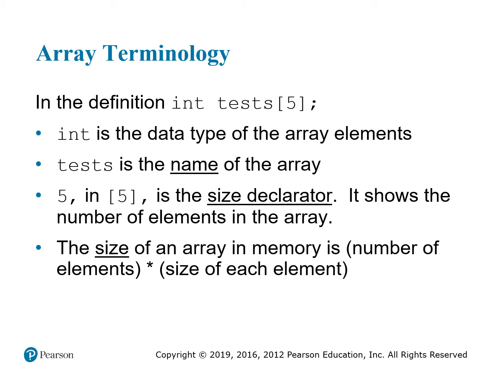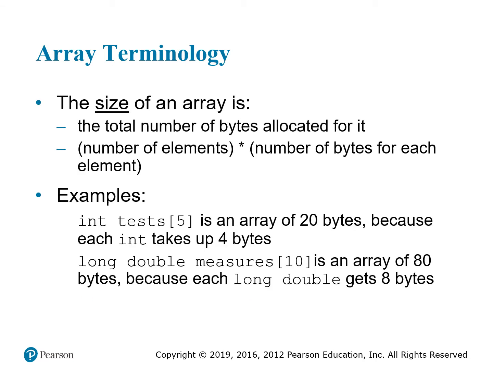The size of the array in memory is not 5. The size of the array in memory is the number of elements, 5, times the size of each element, and an int holds 4 bytes. So 5 times 4 bytes is 20 bytes. If you were to take a long double, which is 8 bytes, and set up an array of 10 of those, 8 bytes times 10 is an array of 80 bytes.